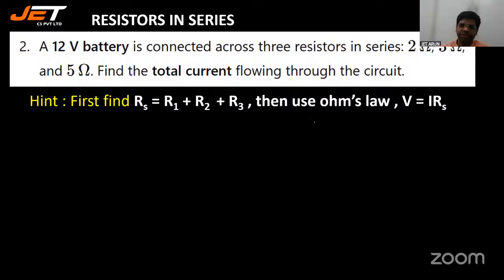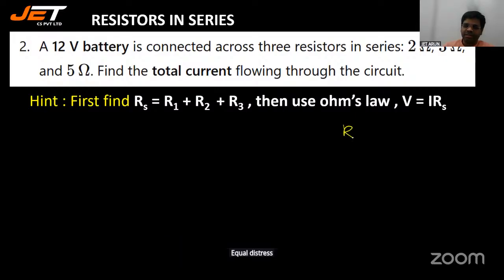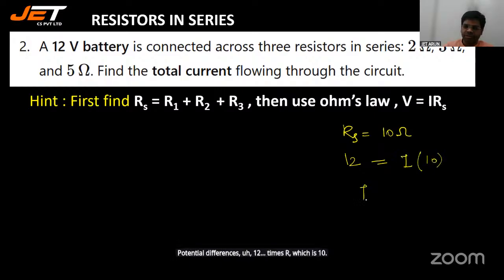All right. So what am I basically doing? Everyone has got it. So I think I'll still mention it. Equivalent resistance is 10 ohms because they're connected in series. Potential difference is 12. 12 is equal to I times R, which is 10. So I is equal to 12 by 10, which is 1.2 amperes.